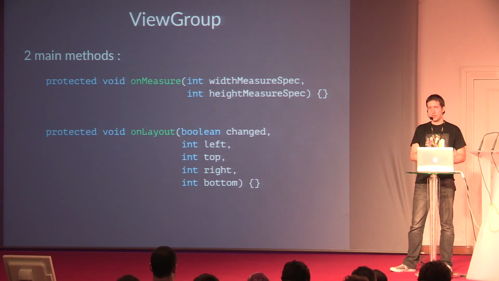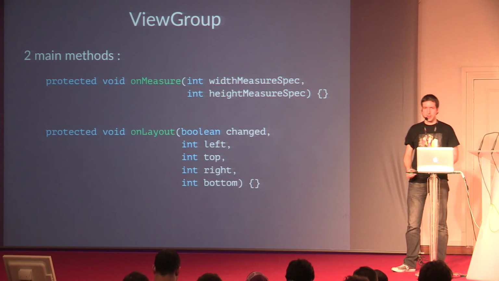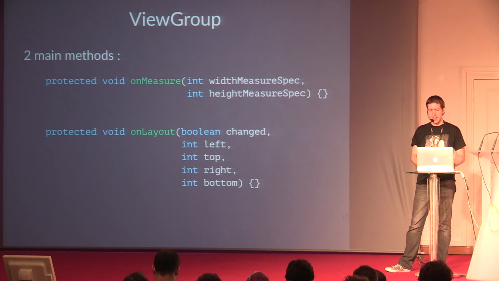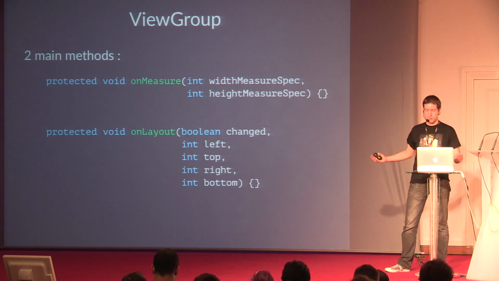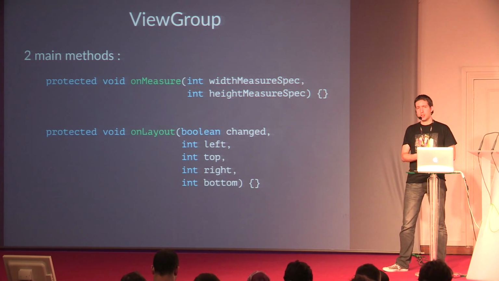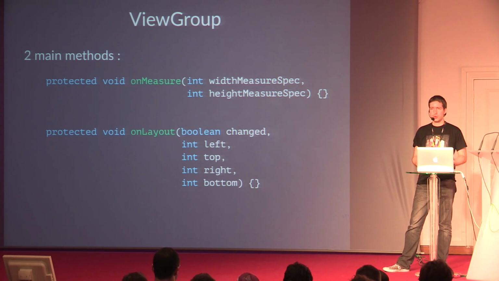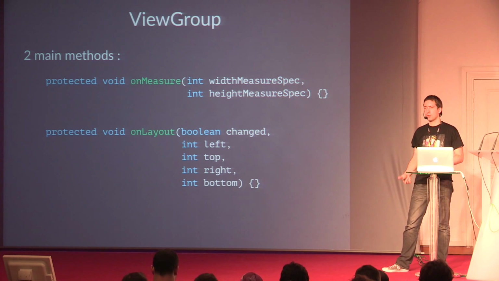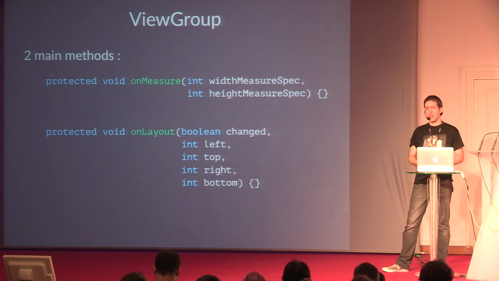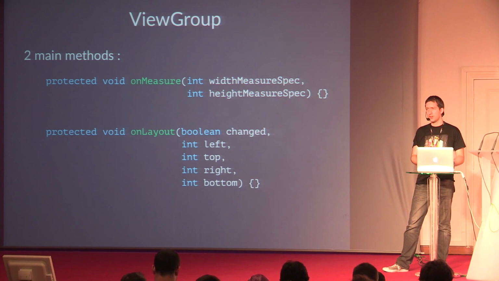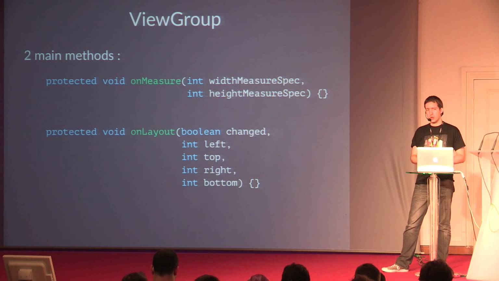So, ViewGroup is a direct child of View. The only additional task is that a ViewGroup can have children views. Quite simple. And in order to display them, it needs to handle 2 methods. So first, measure each of its children, and secondly, lay them out, so tell each child exactly where it is going to belong.